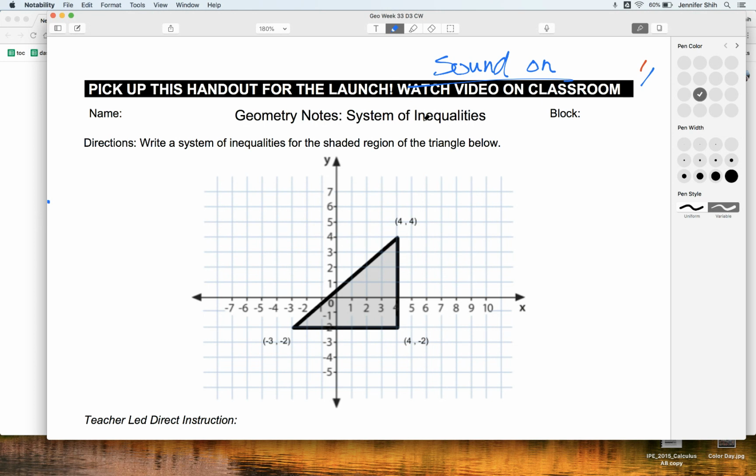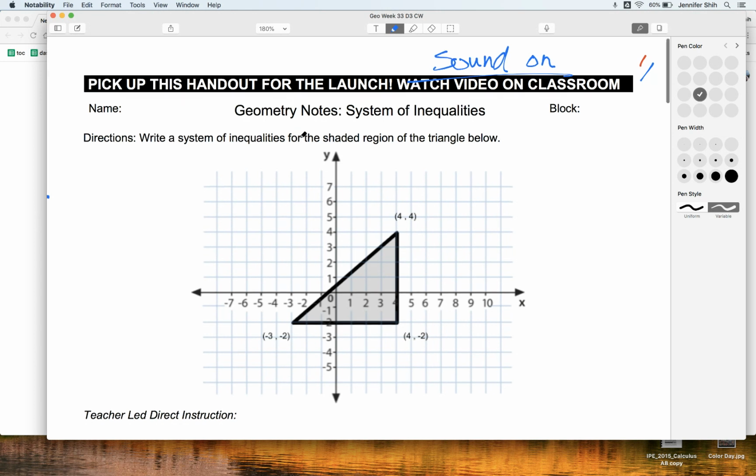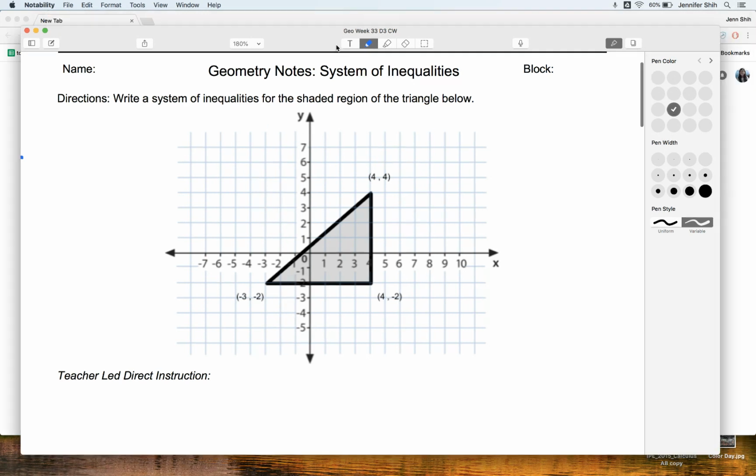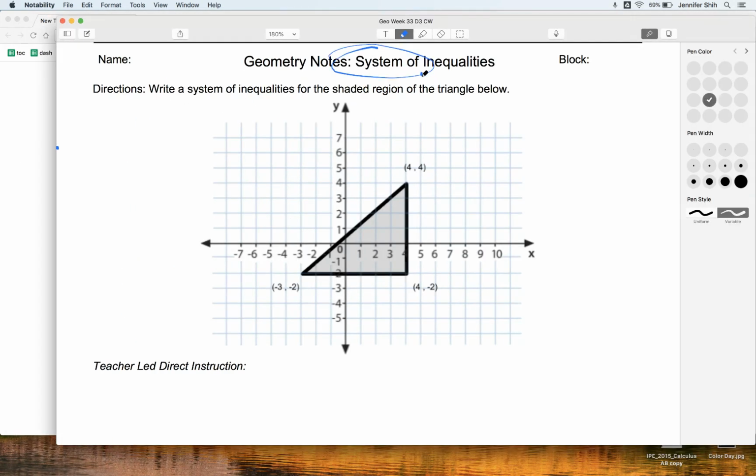Okay, so this is the video you're supposed to watch. The directions are to write a system of inequalities for the shaded region of the triangle below. A system means that we're going to have a brace, and then you're going to write two, three, four, or even more inequalities, and it's all going to be part of one huge function, which is the shaded portions. We're going to write solutions so that the solutions are all the shaded part.